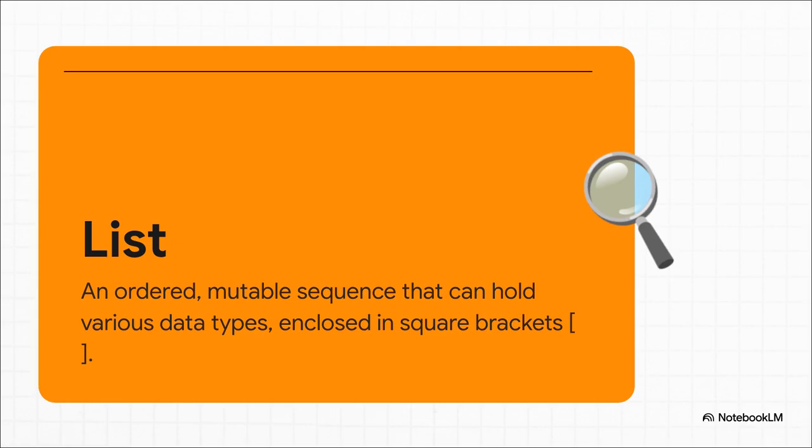Let's just quickly break down what that formal definition really means. Ordered sequence? That just means stuff stays exactly where you put it. The order matters. Mutable? Now that is the key word here. It's just a fancy way of saying you can change the list whenever you want. And maybe the best part? It can hold pretty much anything you throw at it, all wrapped up in those classic square brackets.